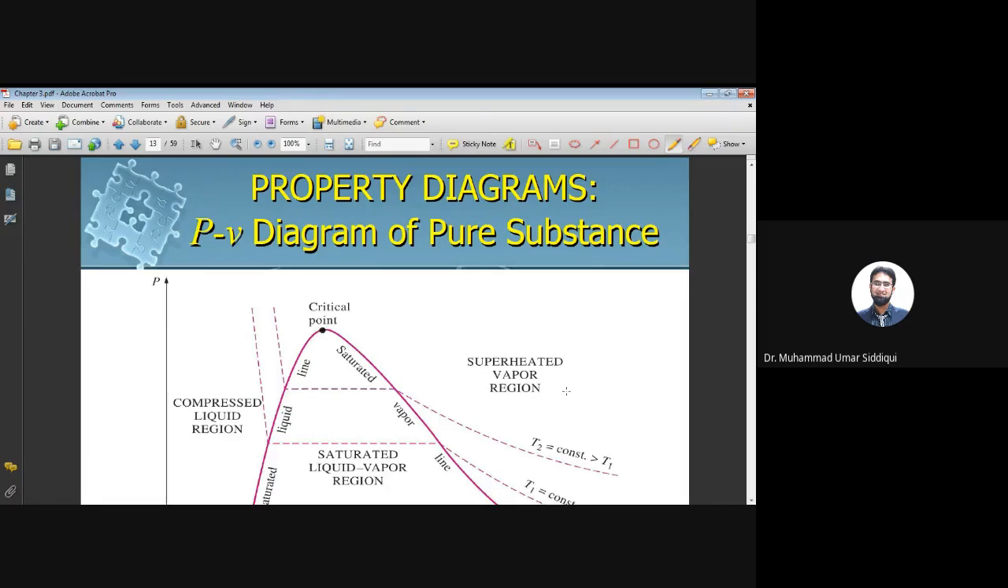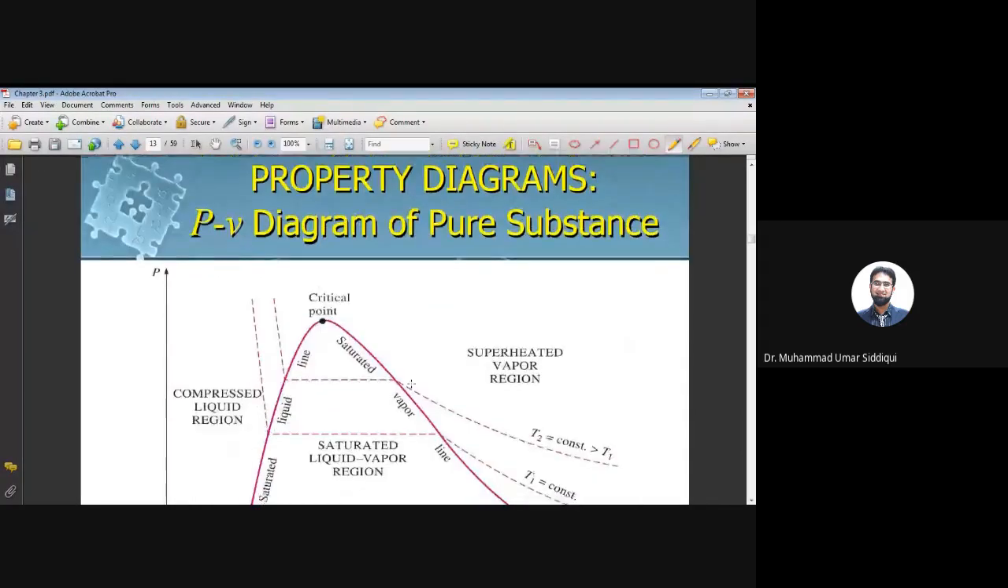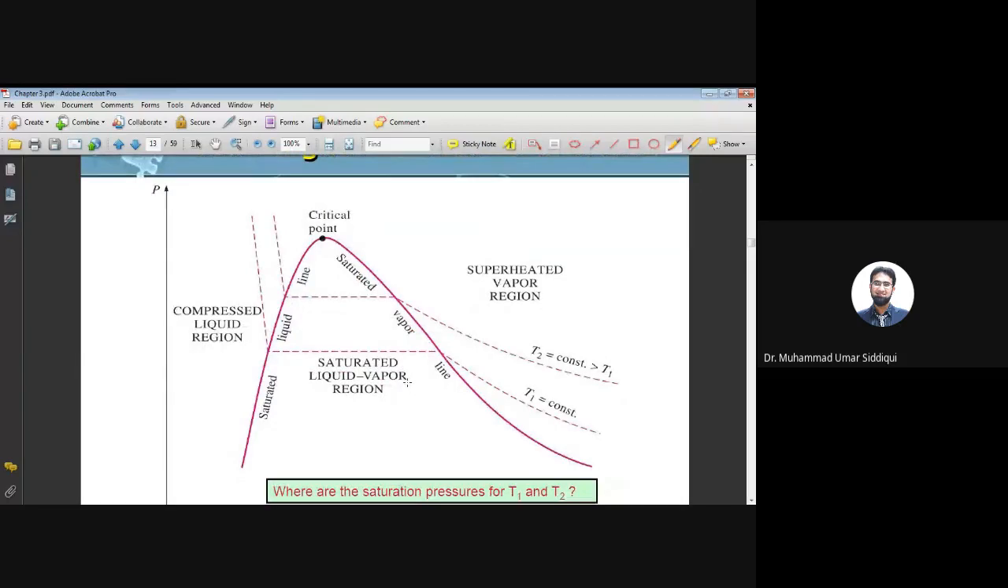So the pressure and temperature behave opposite to each other in terms of their reaction to the volume. The previous one was the TV diagram, where the constant pressure lines were going up. If we draw the PV diagram, the constant temperature lines would be going down, because temperature and pressure have an opposite reaction to the volume. If you increase the temperature, the volume will increase, but if you increase the pressure, the volume will decrease. So here, this is a PV diagram.